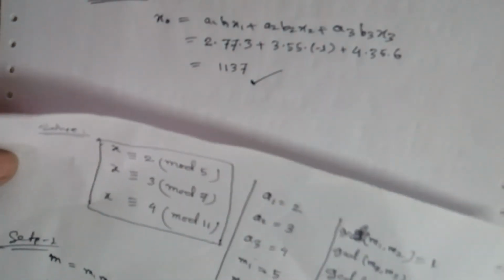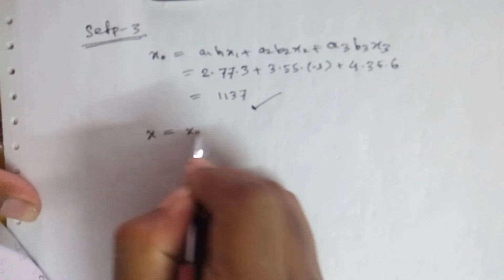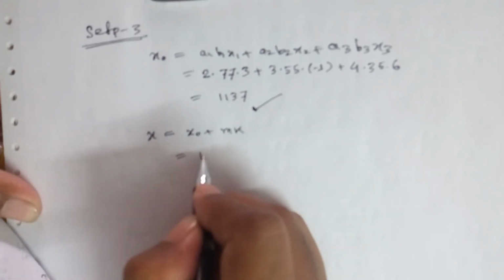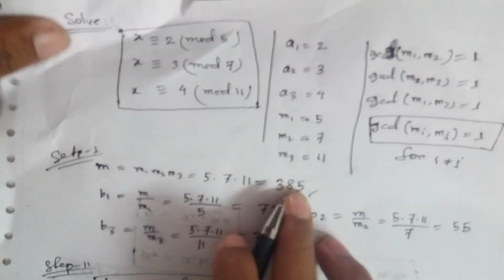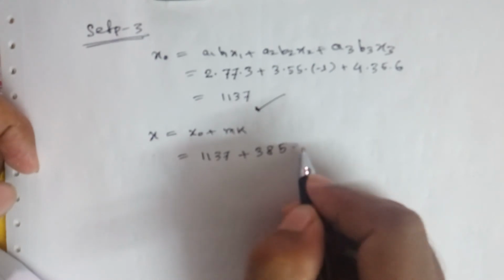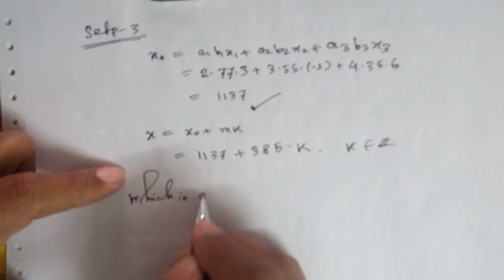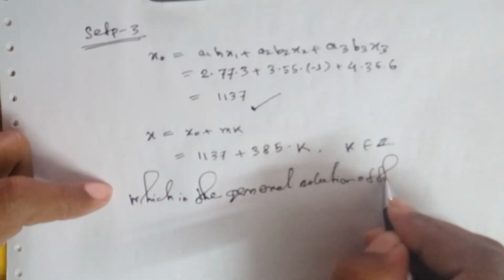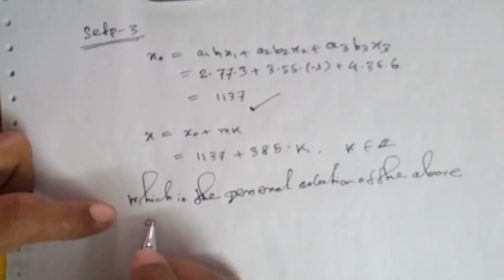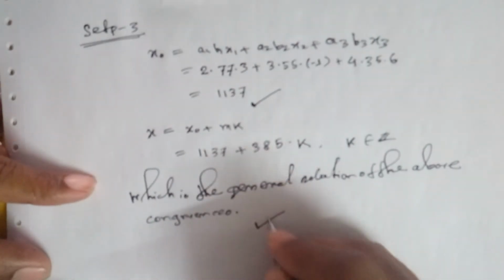Now we get the general solution for the system of linear congruences. We write x is equal to x naught plus mk. x naught is 1137, m is equal to 385, and k is any integer, which is the general solution of the above congruences. This completes the solution.